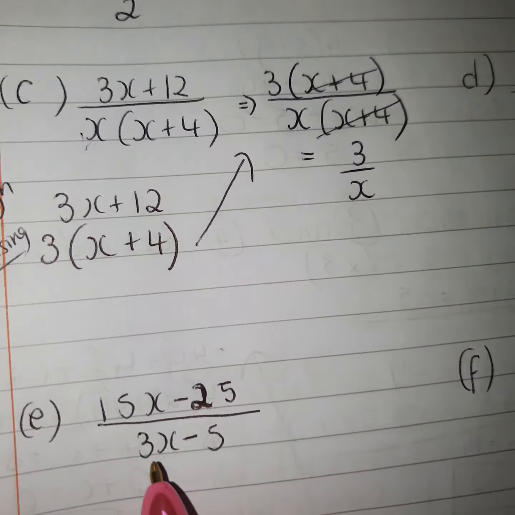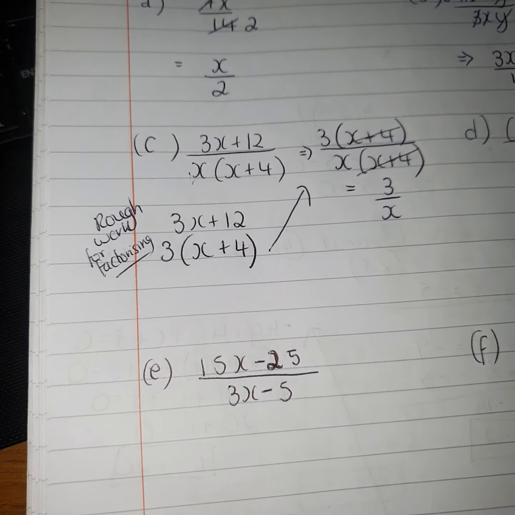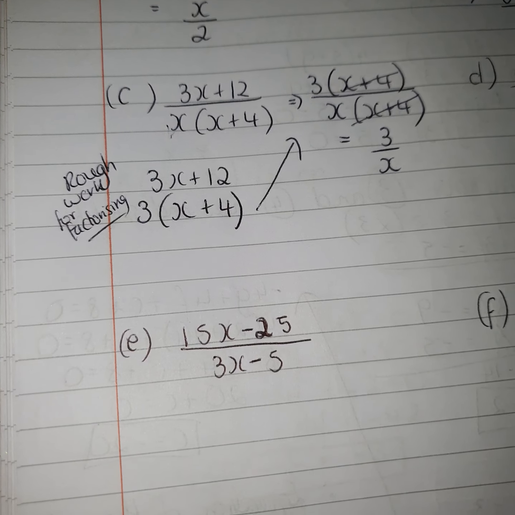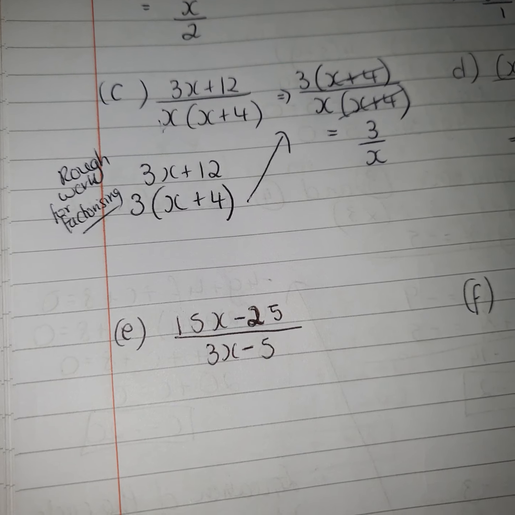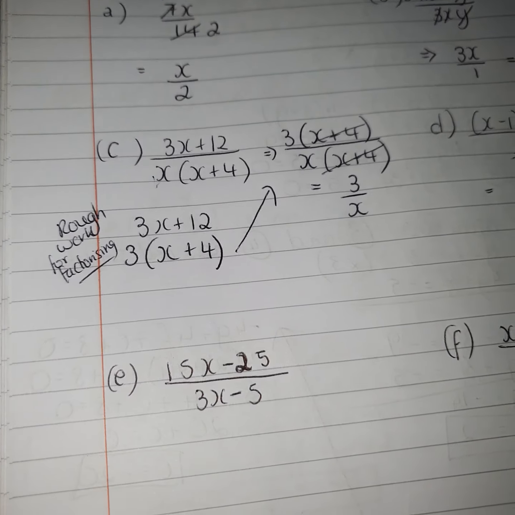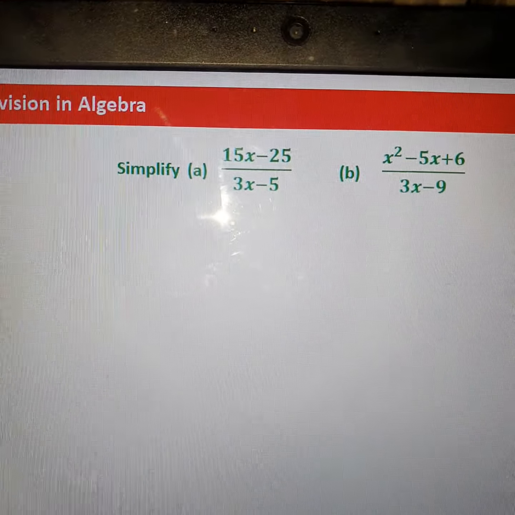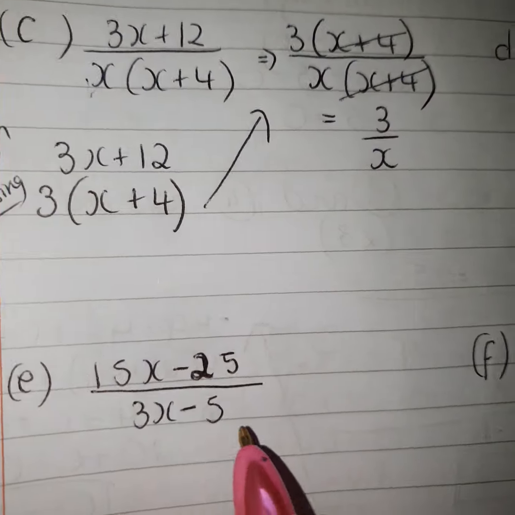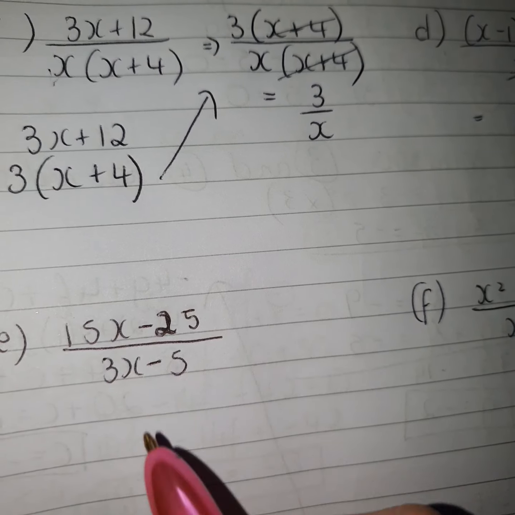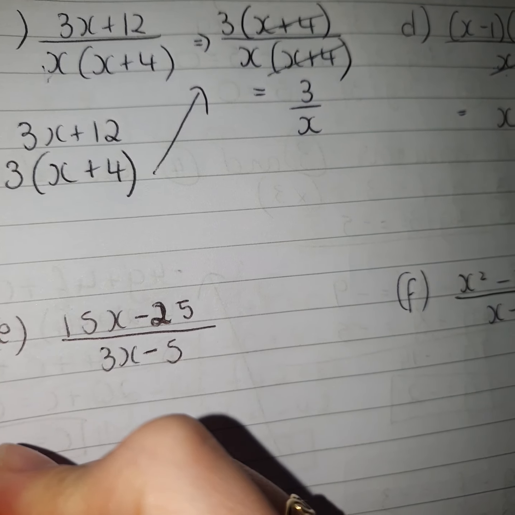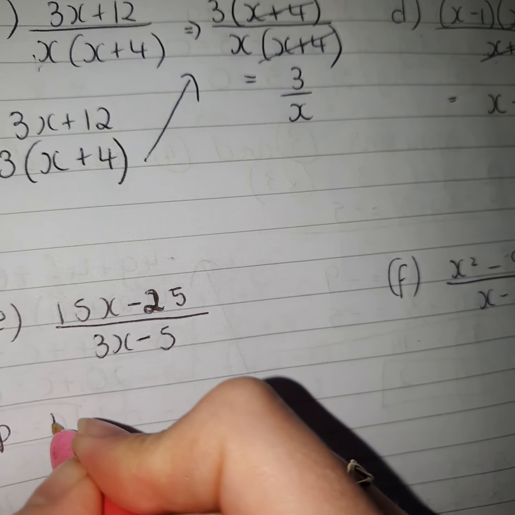Right, now let's look at this one, right? This is actually from, do you know, the slides, which I think I haven't put up yet, but I'm taking this example from your PowerPoint slides. So simplify 15x minus 25 all over 3x minus 5. Right, so again, at the moment, I can't divide anything above and below. So let's take the top, or the numerator, and we'll see can we factorize.